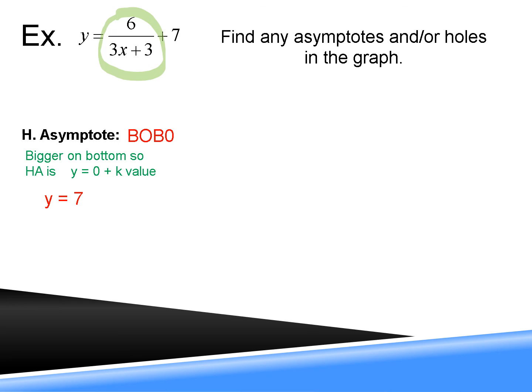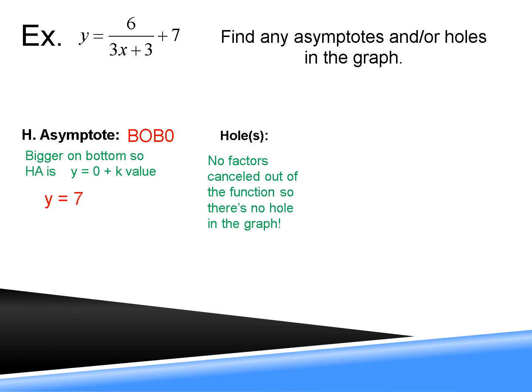Now we're going to look for holes in the graph. So, I can factor that bottom to be 3 times x plus 1, but there's no other x plus 1 to cancel out. So nothing's going to cancel out, so there aren't going to be any holes in my graph.